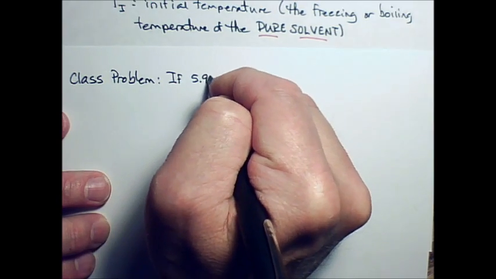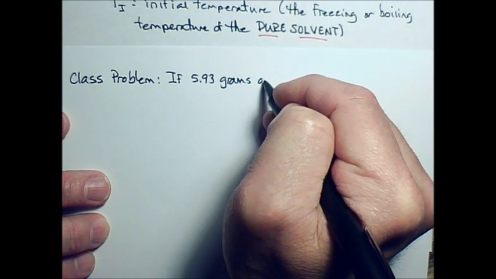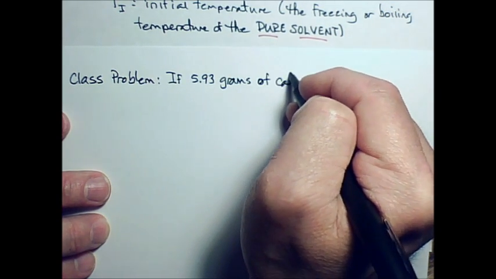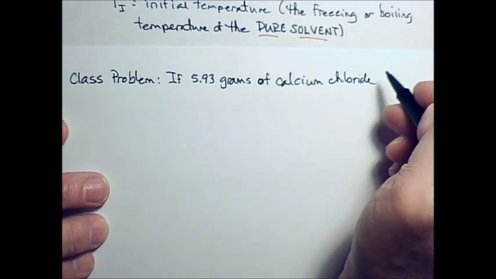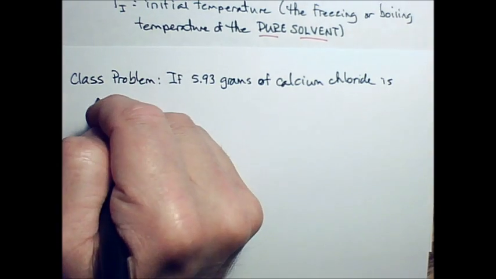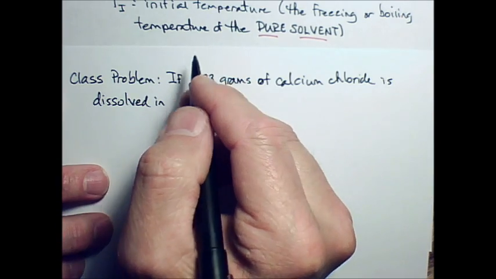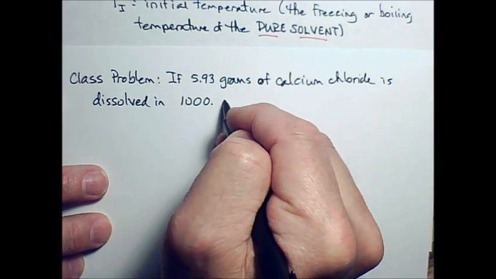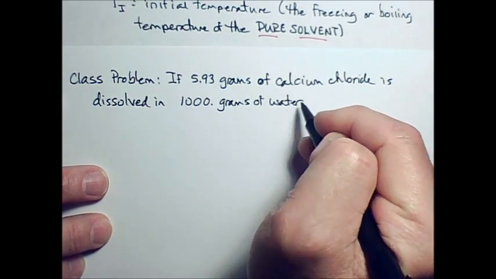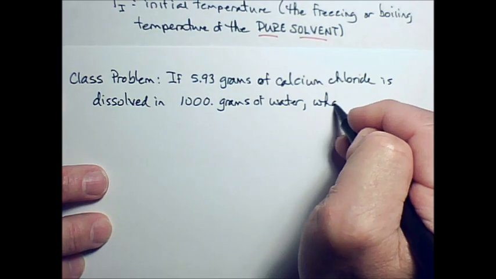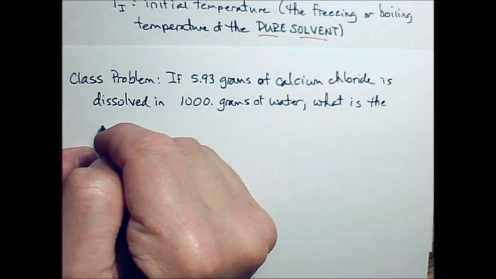So if 5.93 grams of calcium chloride is dissolved in 1,000 grams of water, what is the freezing temperature of the solution?